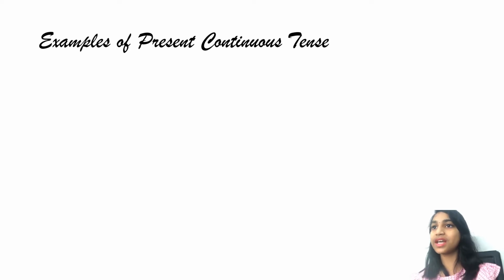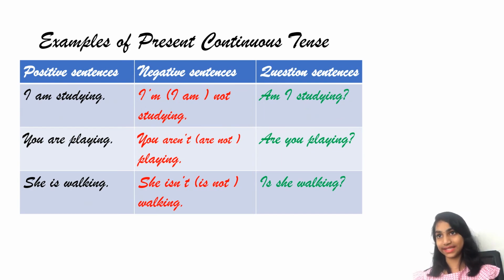Okay. Now let's see some examples of present continuous tense. I'll be dividing them into three parts. One is positive, the next one is negative, and the last one is in question format. Okay, if you ask how to write a positive sentence: first, you have to write the subject, and then you have to write the be verb, which is am, is, or are.